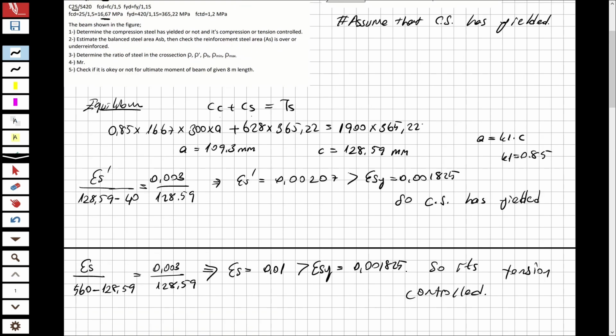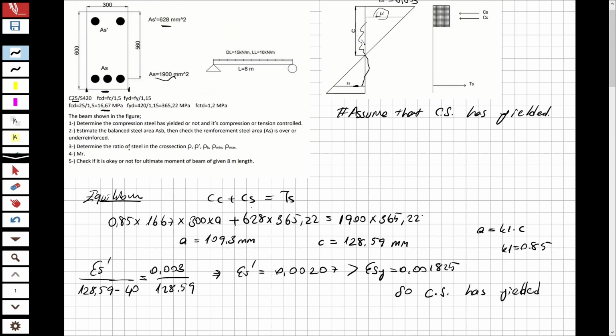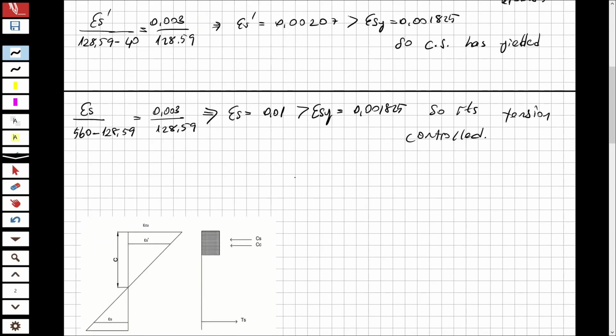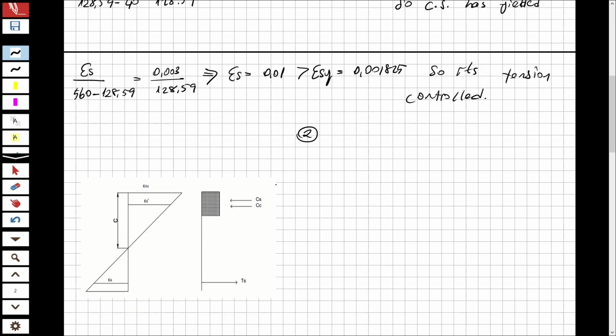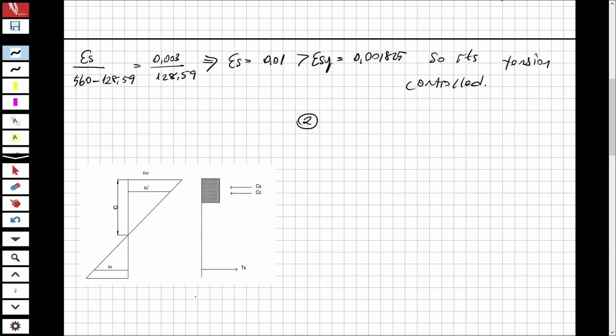Now the first part is okay, so let's solve the second part: estimate the balanced steel area, then check whether the reinforcement steel area is over or under reinforced. This was the first part and this is the second part. For the balanced steel area, I want the reinforcement and the concrete to yield at the same time. So I'm going to write the compatibility like this, for the yield strain of tension steel.